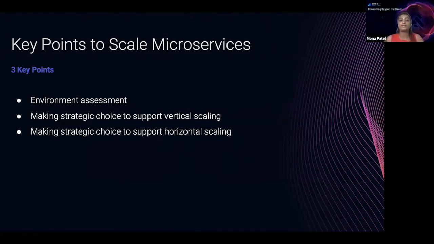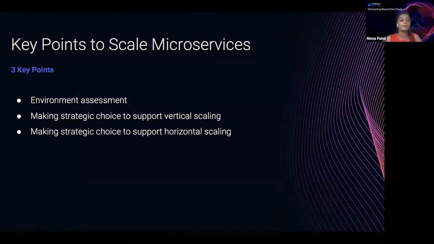The second key point is making strategic choices to support vertical scaling. What is vertical scaling? You are adding more power to your existing machines. When you scale vertically, it's often called scaling up or down. You are adding more CPU, memory, and resources to the existing server, or replacing one server with a more powerful server. But the con of vertical scaling is that when you add more power, there is probably downtime, because you cannot just add power to the existing instance. You might need to replace the instance itself, so there is downtime.